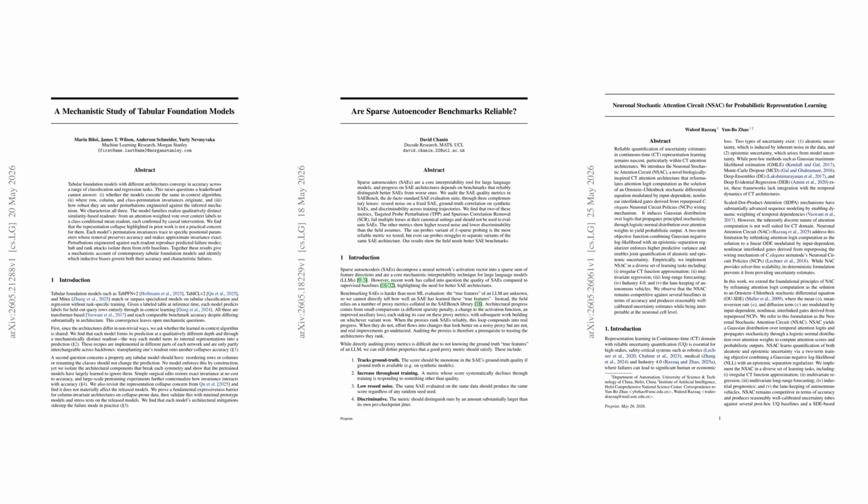What happens when we peel back the layers of modern AI and look inside the machinery? In this episode, we dive into three striking papers. One reverse engineers tabular foundation models to reveal very different hidden inference circuits behind similar accuracy. Another exposes how unreliable sparse autoencoder benchmarks can be. And the third introduces a stochastic attention design that builds uncertainty directly into the model. From interpretability to evaluation to probabilistic learning, these studies challenge what we think we know about how AI works.